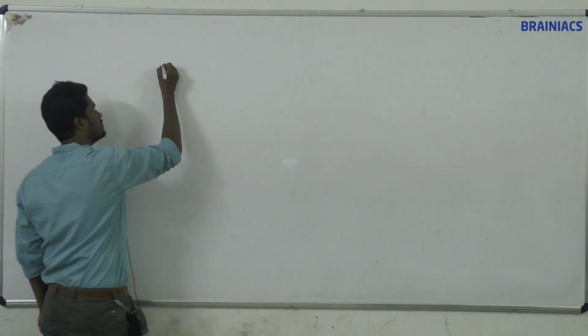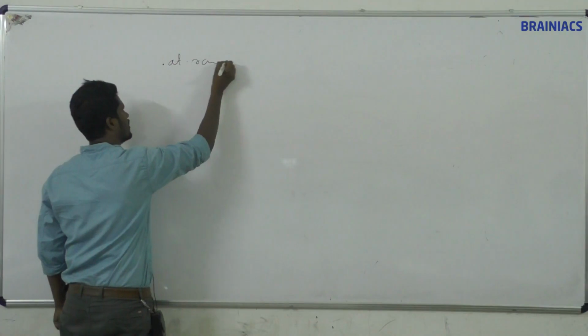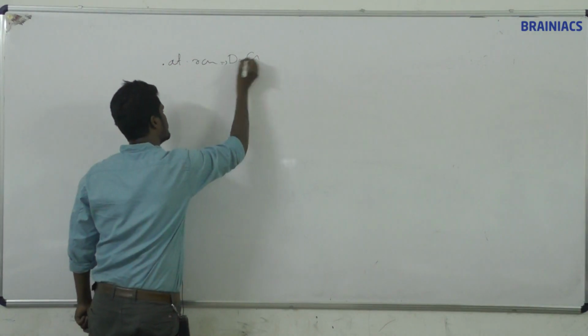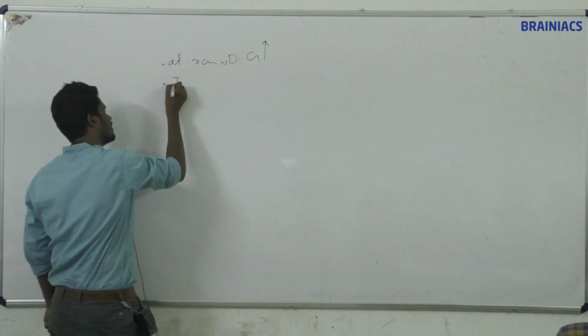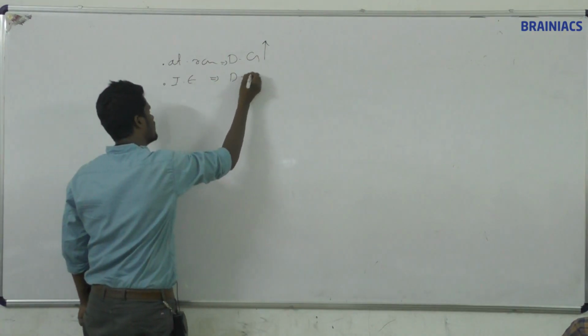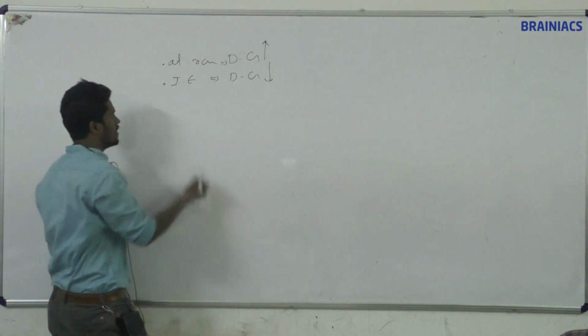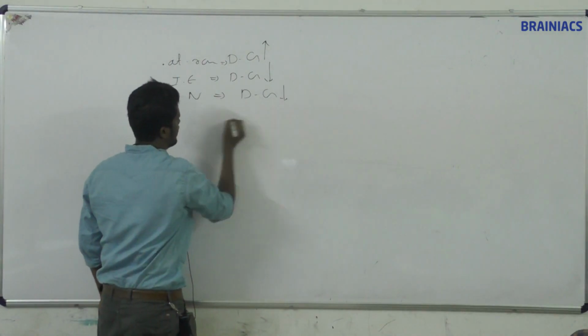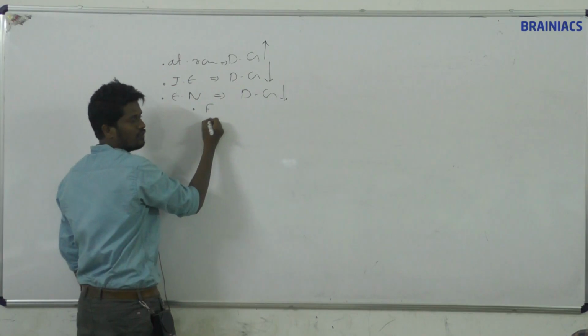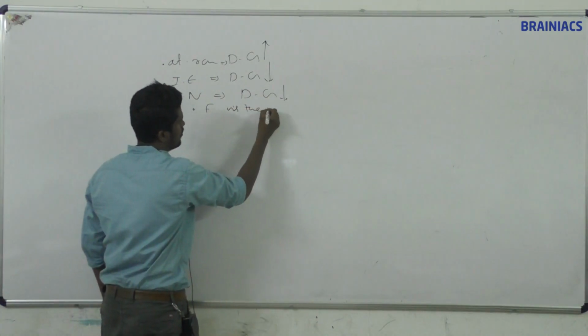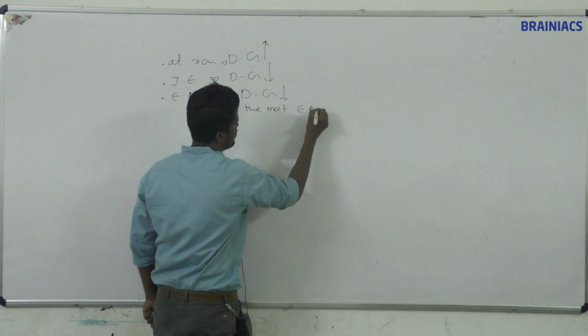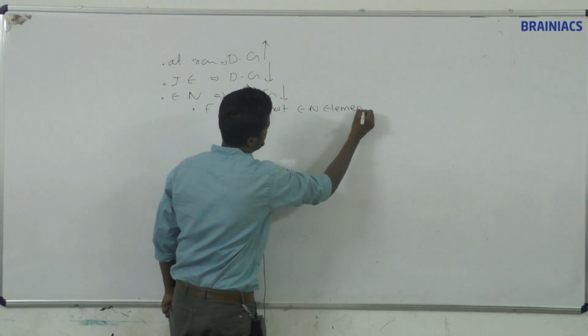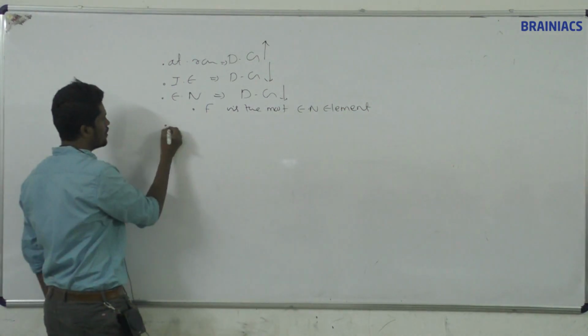Atomic radius increases down the group. Ionization energy decreases down the group. Electronegativity decreases down the group. The first one, fluorine, is the most electronegative element.